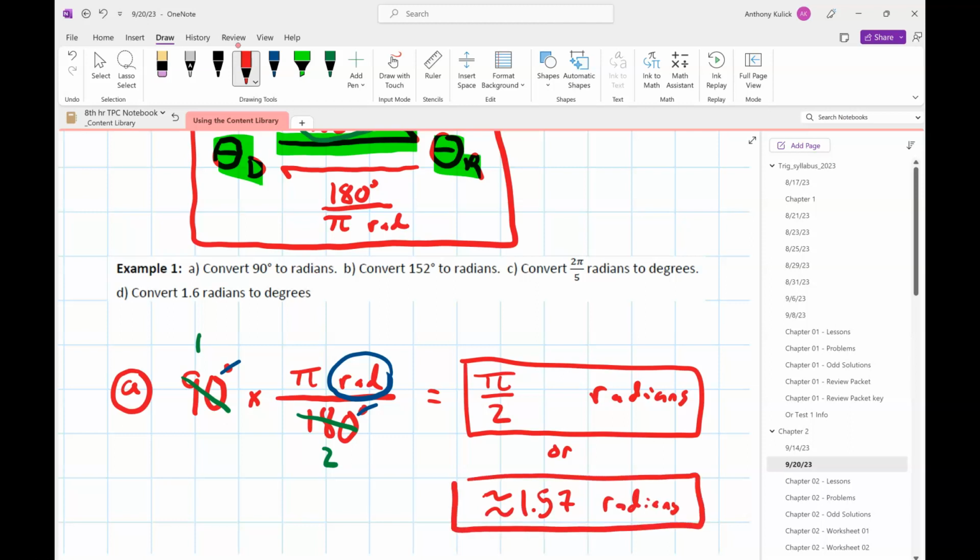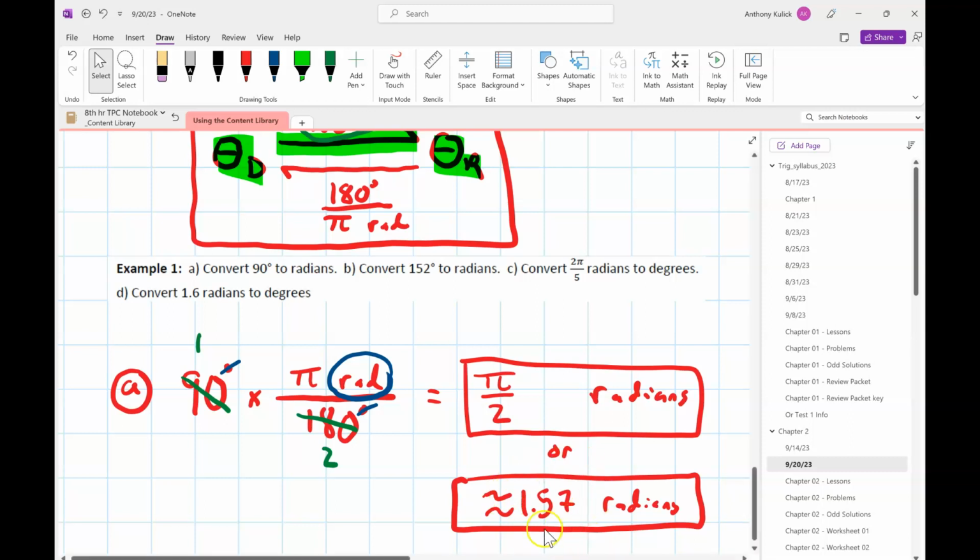Why do you think that in mathematics we prefer the pi over 2 answer to the 1.57 answer? Miriam. Because it shows that pi is over 2, but if we just look at the bottom, we're just considering decimal. Okay. We're getting close.